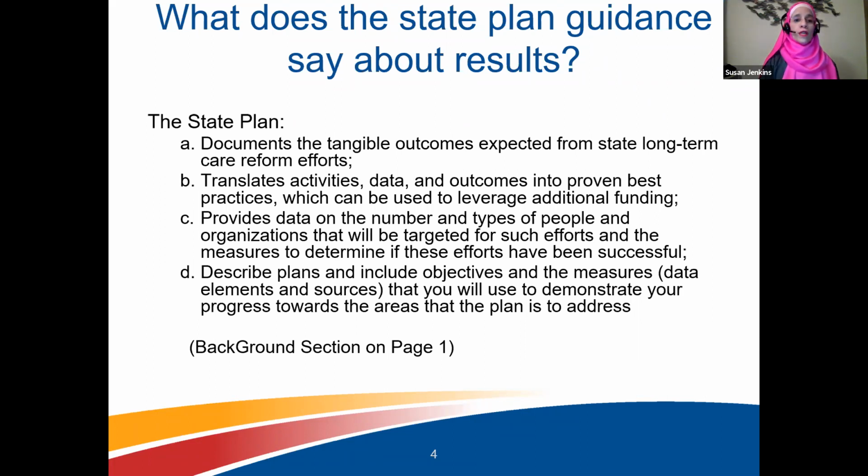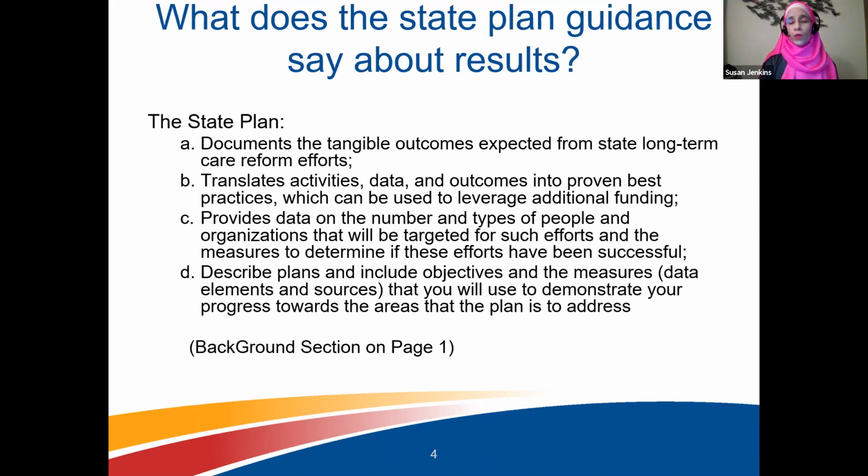B talks about translating activities, data, and outcomes into best practices. A lot of times we use the language of best practices, but many times that term is used incorrectly. We think about best practices in terms of what we think works, what makes us feel good, what appears to have a good outcome without really the data to back it up. And that's where measuring outcomes comes into play. C talks about providing data on the number and types of people in an organization that will be targeted for such efforts and measures to determine if those efforts have been successful.